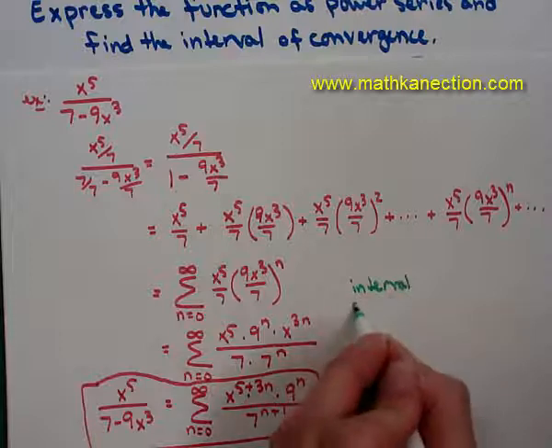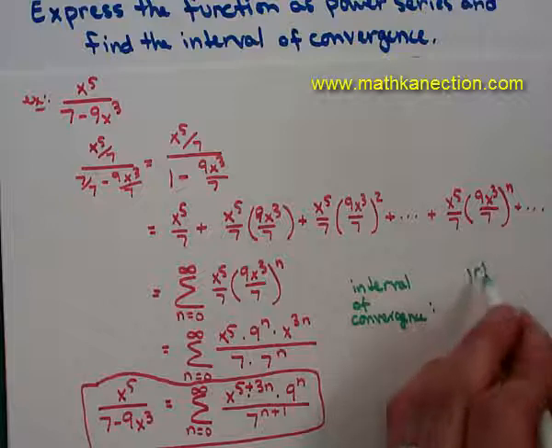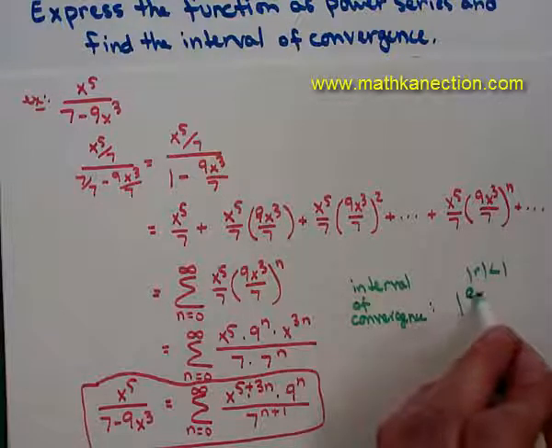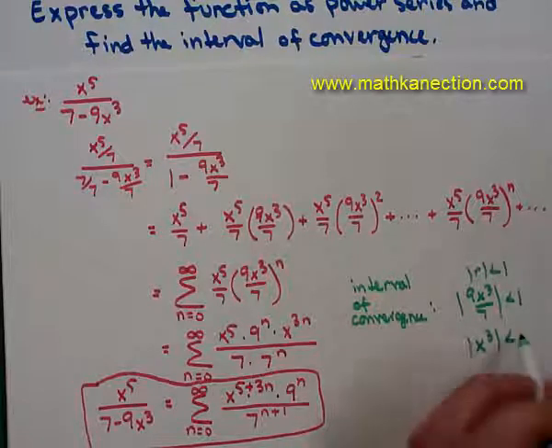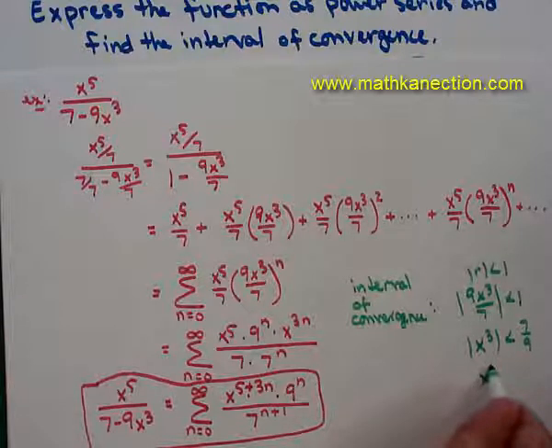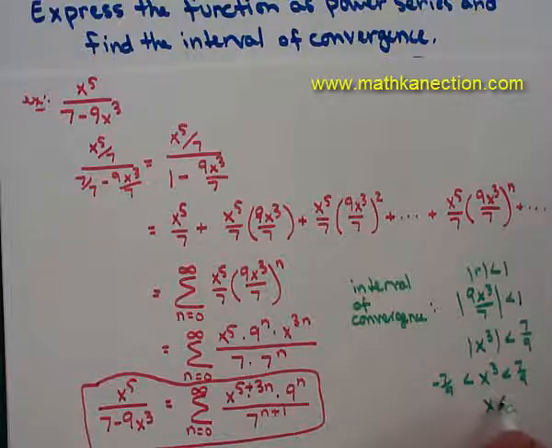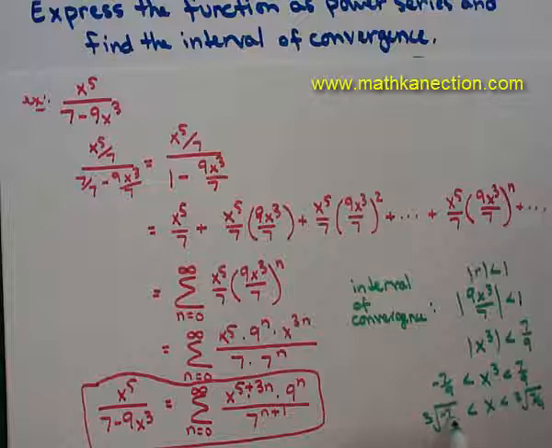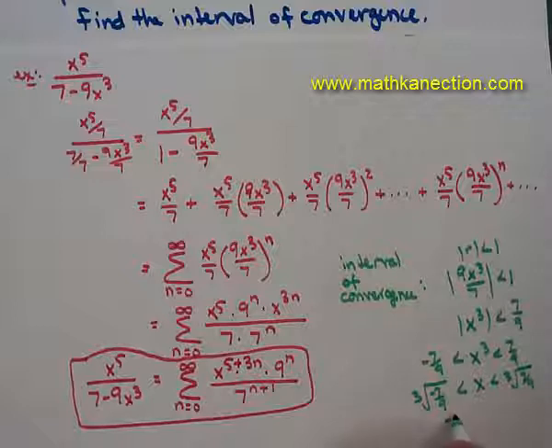The interval of convergence is the absolute value of the ratio less than 1. And the ratio in this problem was 9x to the 3rd over 7. So that's the absolute value of x to the third is less than 7/9, by multiplying by 7/9. So x to the third is between 7/9 and negative 7/9. Cube rooting, we get x is between the cube root of 7/9 and negative cube root of 7/9. So the interval of convergence is the negative cube root of 7/9 to the cube root of 7/9.